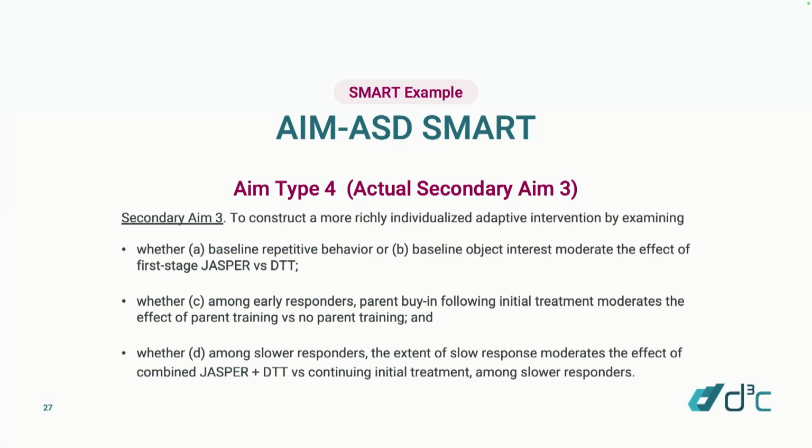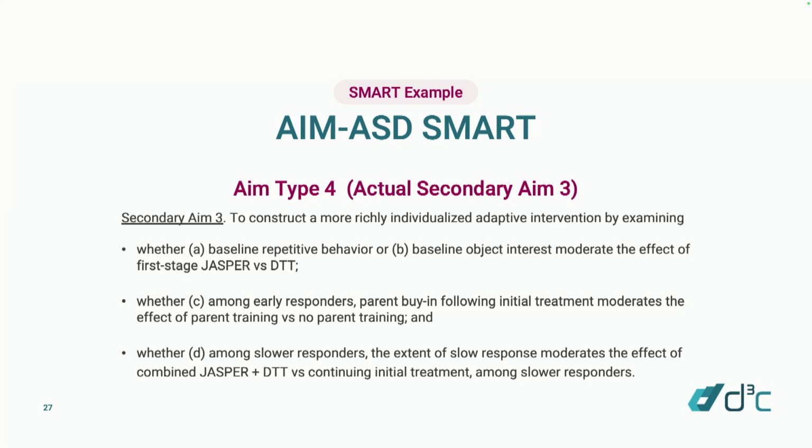All right, so this was the actual secondary aim Connie and I cooked up. You ready? So now we're literally showing you the verbiage we used in the grant. Secondary aim 3, so it's a lower ordered aim, but deliciously interesting. To construct a more richly individualized adaptive intervention by examining whether baseline repetitive behavior or baseline object interest moderate the effect of first aid. So we actually had questions about where do we start the kid? Haha, cool, right? So that all folds into aim type 4. So should we start the kids on DTT or Jasper depending on how they are when they walk through the door?